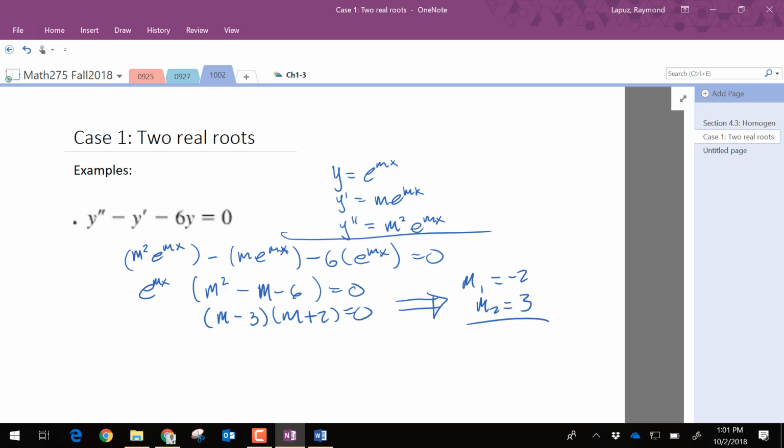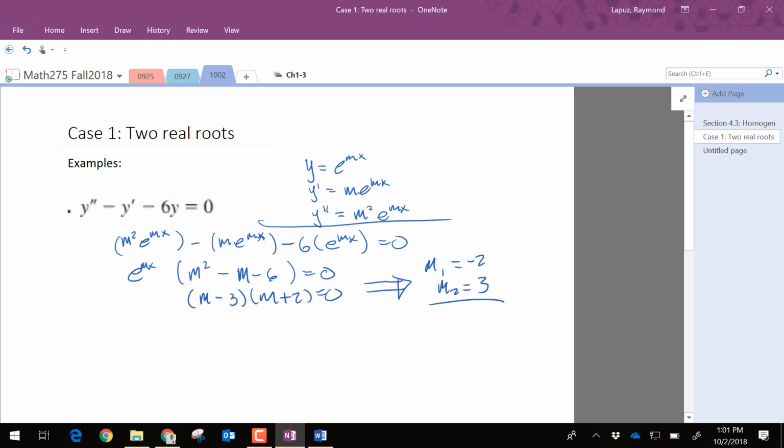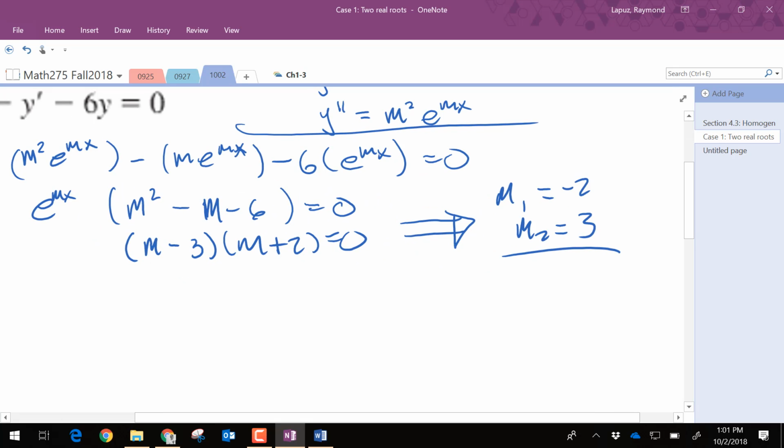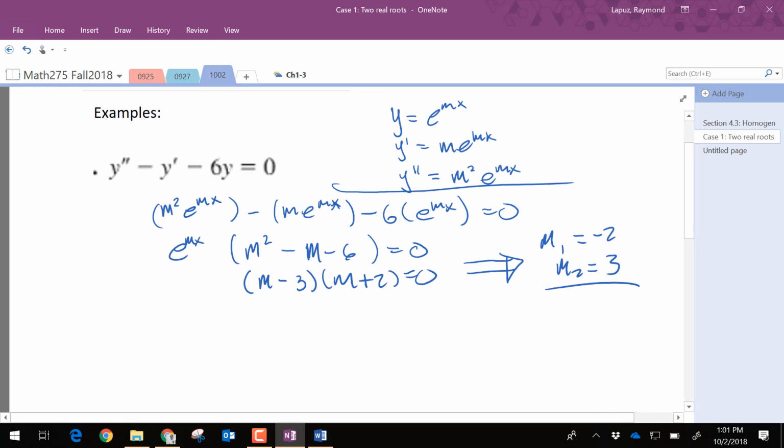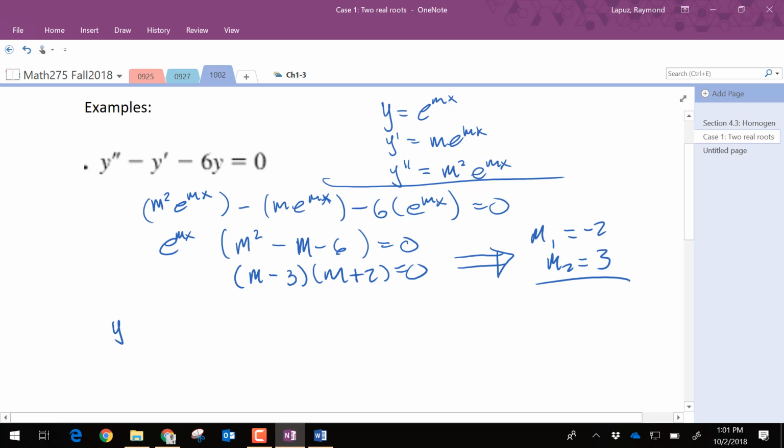Your solution is going to be, well, we'll call it y1 and y2 maybe. y1 is equal to e to the minus 2x. Remember mx, so m is equal to minus 2. And y2 is equal to e to the 3x. Now you can check for yourself by using the Wronskian or something that these two are actually linearly independent.